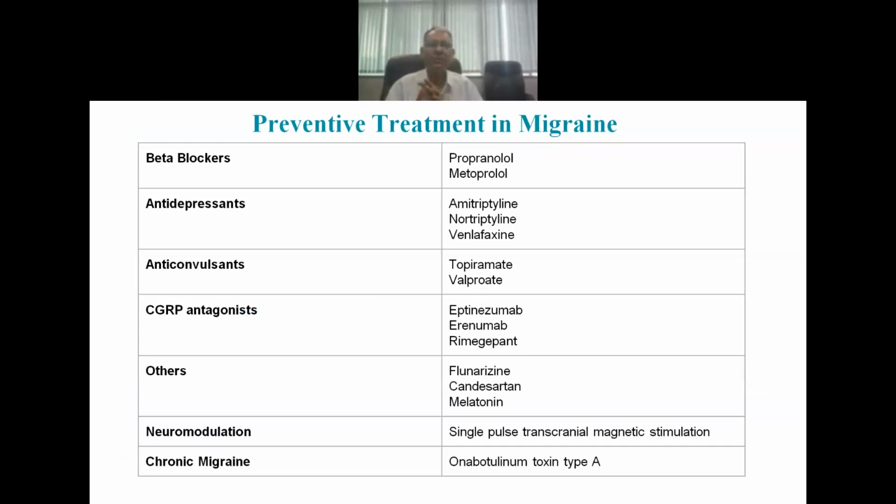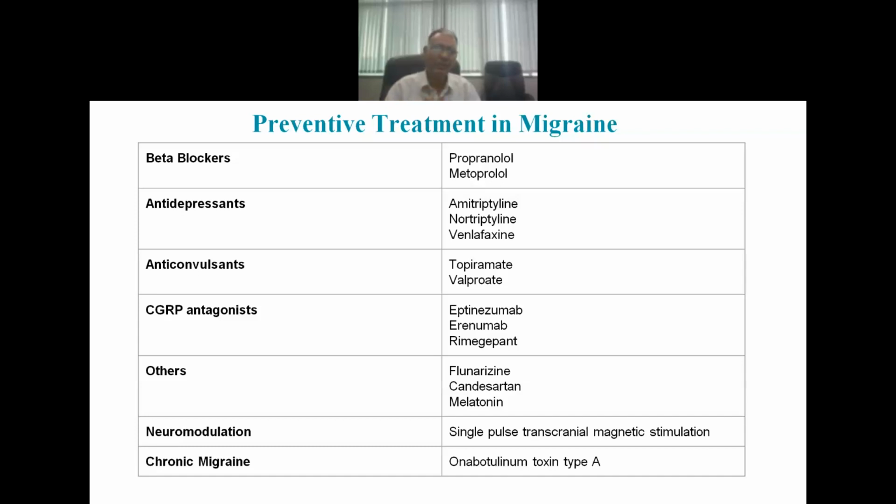Then, of course, preventive treatment in migraine, because many times a patient will come with a history that I was having a headache, and then you will inquire how frequently they are having it. They will say once in a while, once in a month, once in a fortnight. Then probably you cannot prescribe all those drugs which I have just discussed for acute onset migraine. These are the drugs you can use for prophylaxis, and propranolol, a beta blocker, comes first on the list. They are safe and devoid of any side effects.